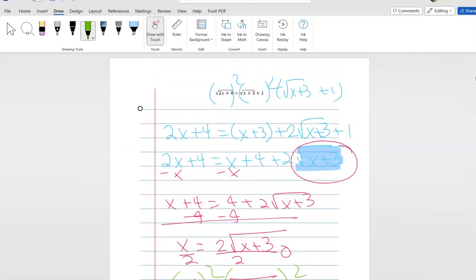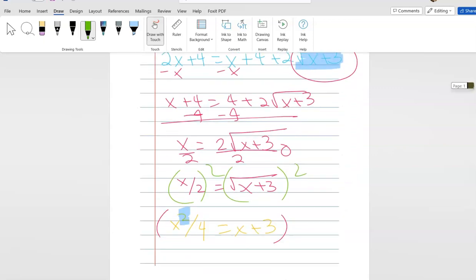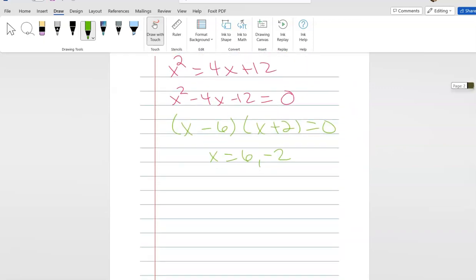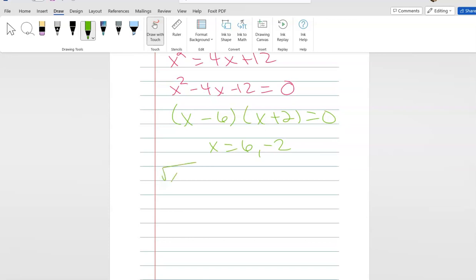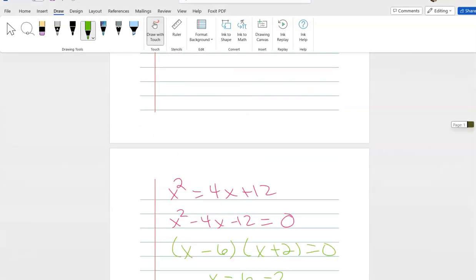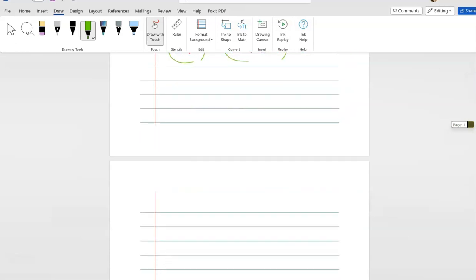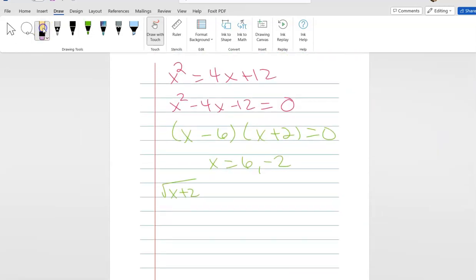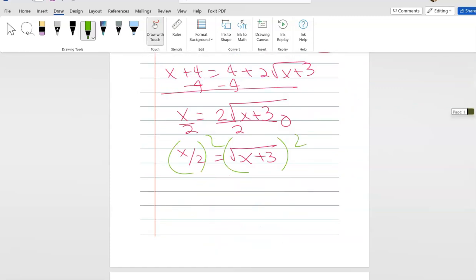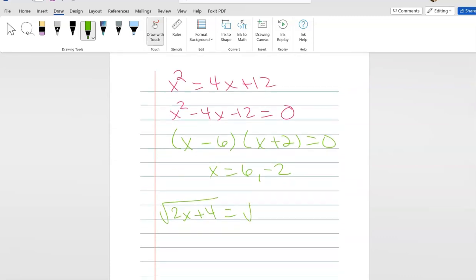So I'm going to come back up here and I'm going to write my problem down. Okay, no, that is not what I have there. Okay. Radical 2x plus 4 equals, okay, let's see what here. And then I have equals radical x plus 3 plus 1. Okay, so now I have to check each of these.